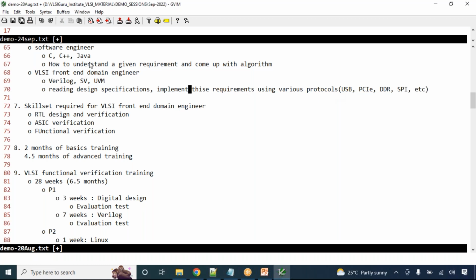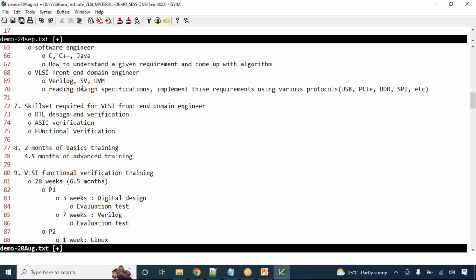Like in software, what they do is they understand the algorithm. The algorithm is finally implemented using which language? C, C++, Java. Finally, I will tell you bubble sort. You will understand what bubble sort is. How will you implement bubble sort? You will use C language, you swap the numbers, and then finally you have the software. Similar thing we do in VLSI also.